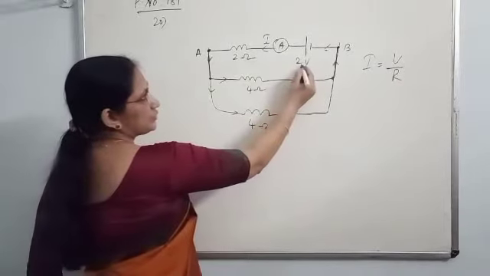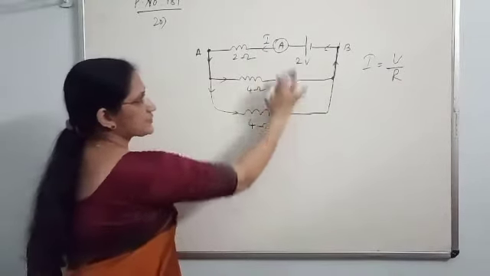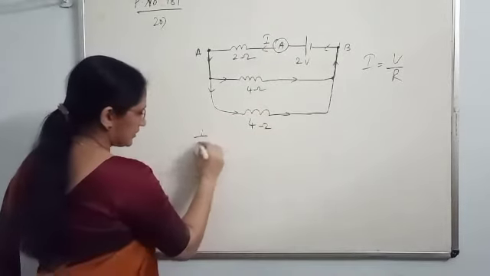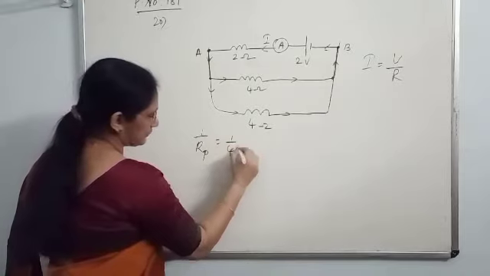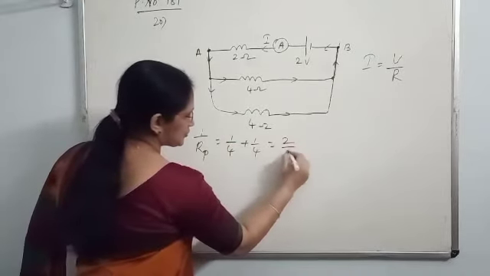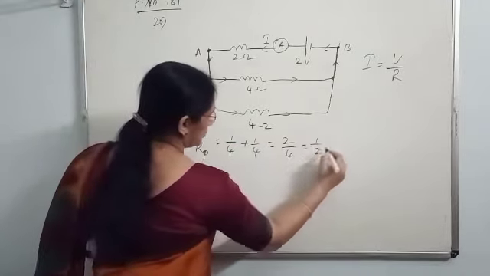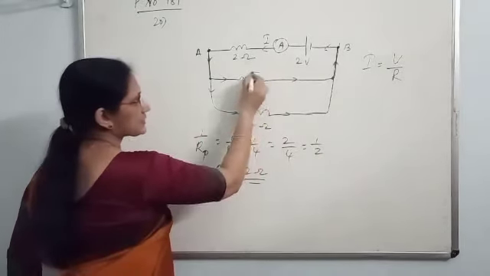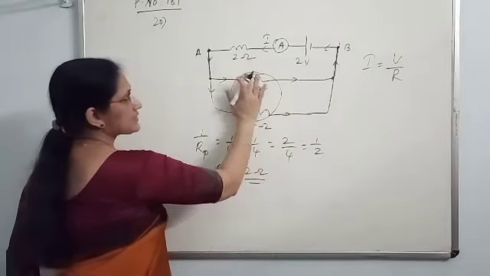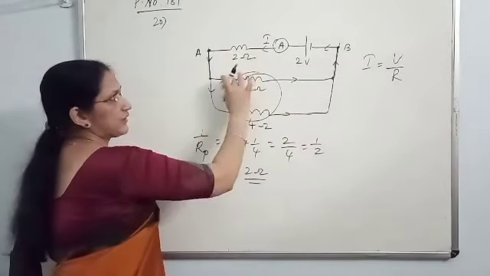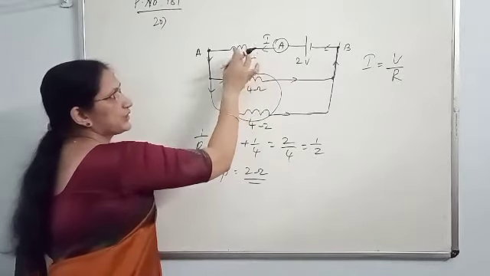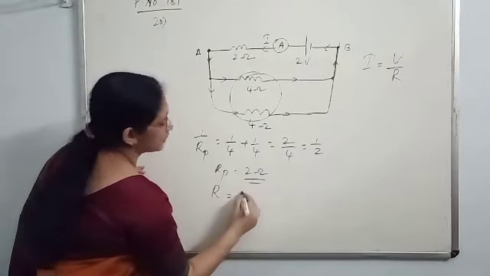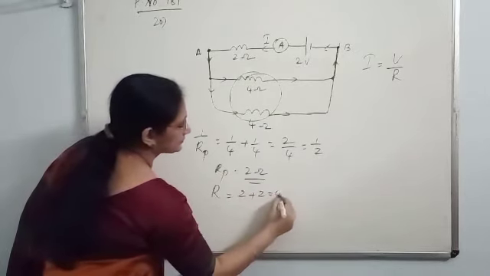V is already given here, 2 volt. R means total resistance of these three. So first you find out the total resistance of this parallel section, that is 1 by R is equal to 1 by 4 plus 1 by 4, that is 2 by 4, that is 1 by 2. Therefore R is equal to 2 ohm. Resistance of this section you got as 2 ohm, that is in series with this. If you simplify the diagram, you will come to know that this 2 ohm and this 2 ohm are in series. So total resistance is 2 plus 2, 4 ohm.